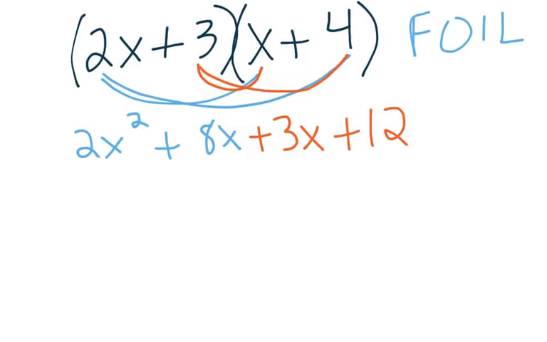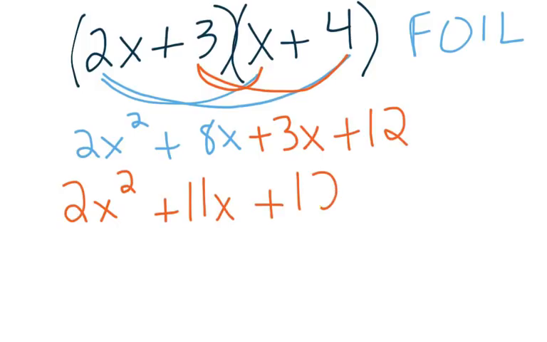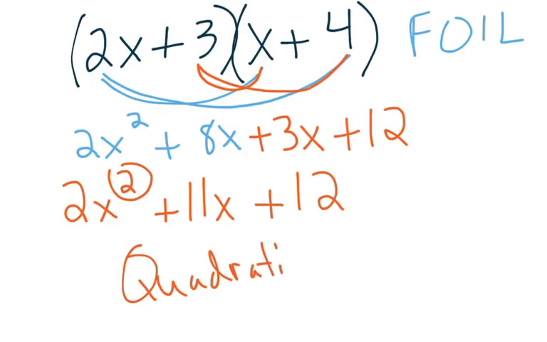Last thing I'm going to do is combine my like terms, so this becomes 2x squared plus 11x plus 12. And there are 3 terms here, and I have a power of 2, so this is a quadratic trinomial.